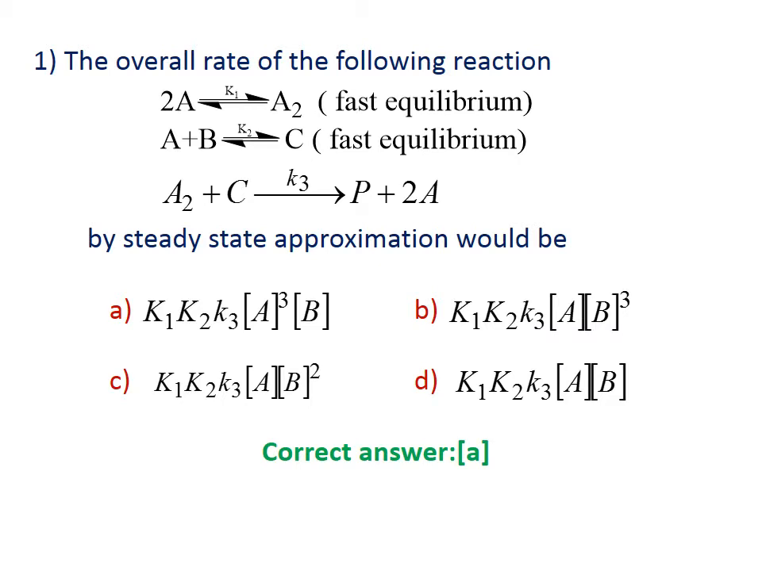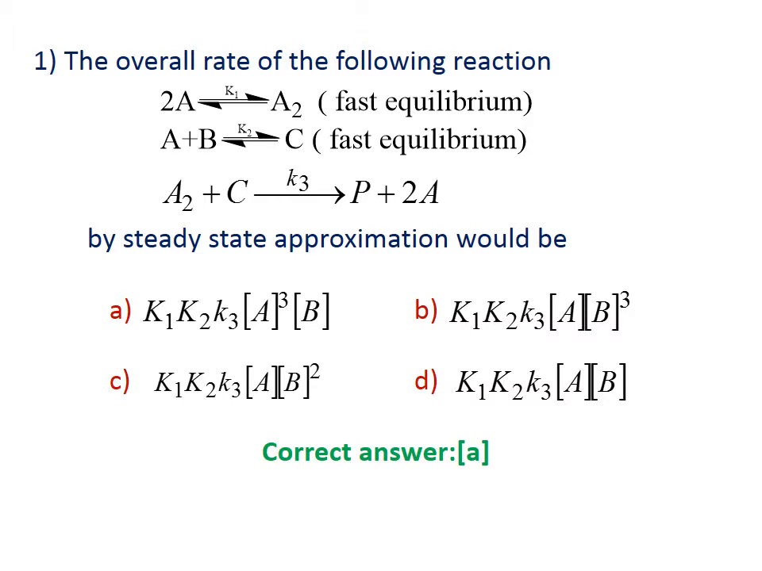constant. A plus B reversible arrow C, this is the fast equilibrium, and K2 is the equilibrium constant for the reaction. A2 plus C gives product P plus 2A, and K3 is the rate constant for the reaction. By applying the steady state approximation, what is the overall rate of the reaction? It is given by the four options: A, K1 K2 K3 [A]^3 [B].